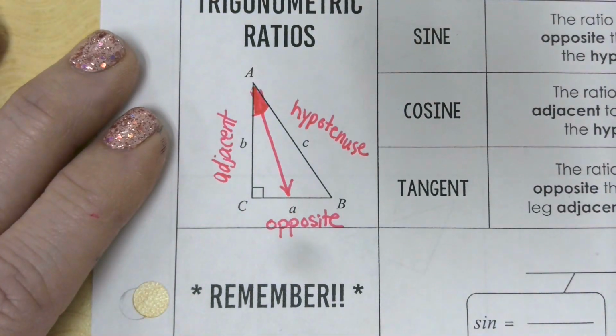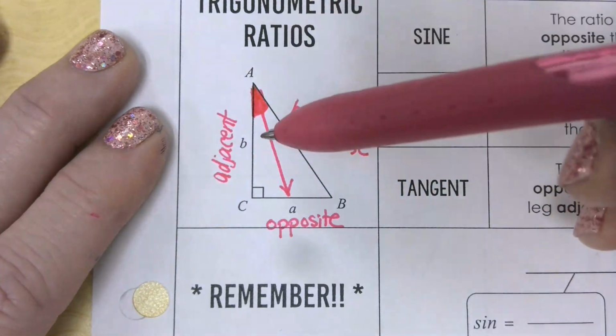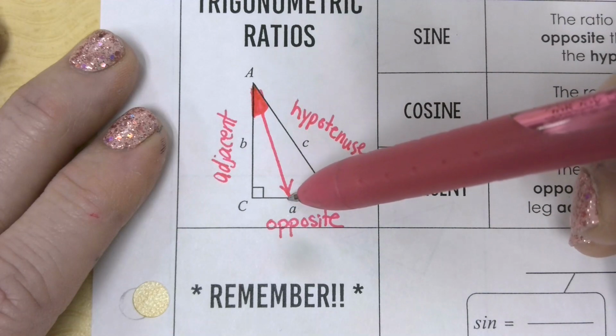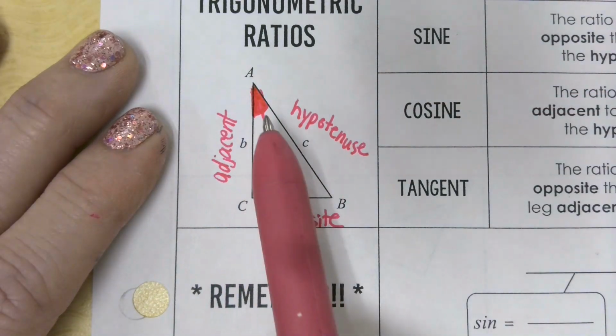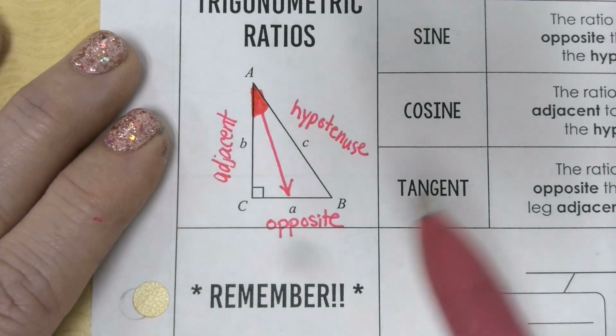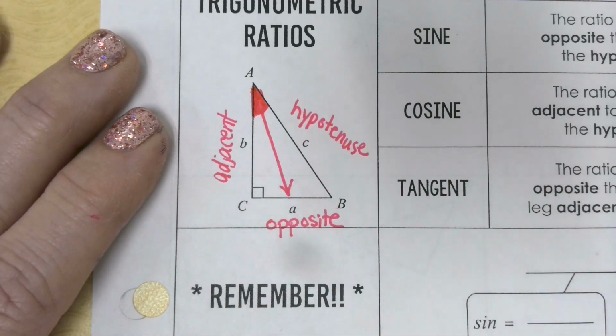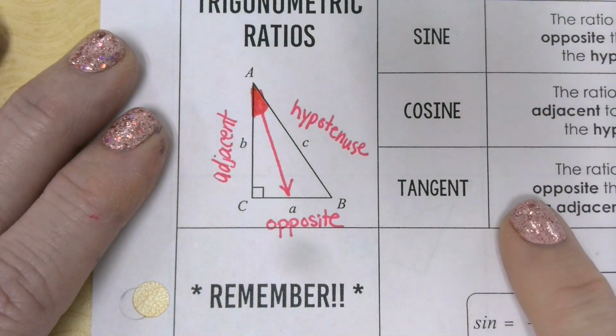From my reference angle, and the reference angles will switch in the problem, you've got your side that is opposite. You've got your side that's adjacent, which is touching that side. And then you have your hypotenuse, which is the side that's always across from the right angle. You have to be able to know which side is which in order to use the trig ratios that we have.